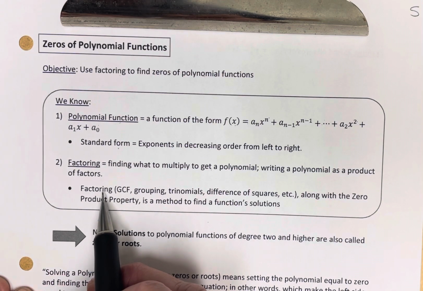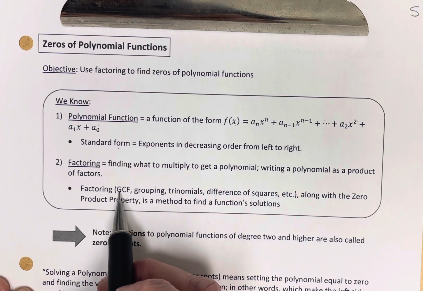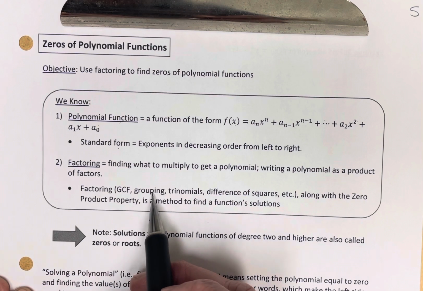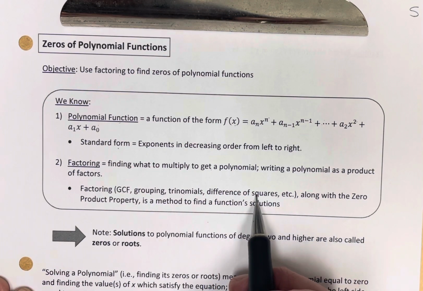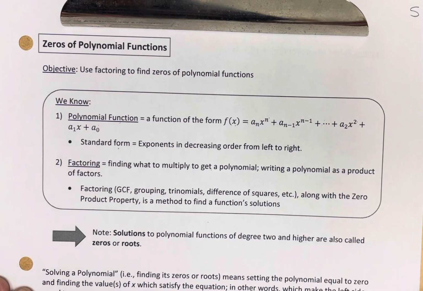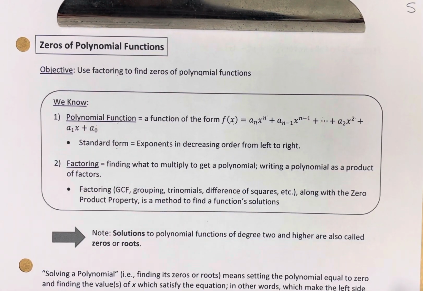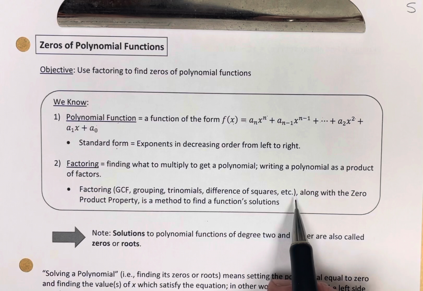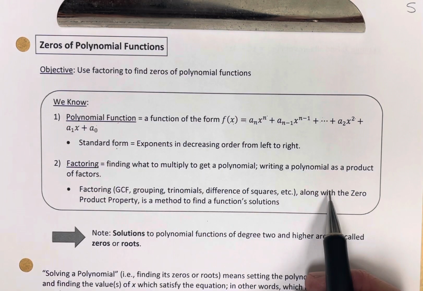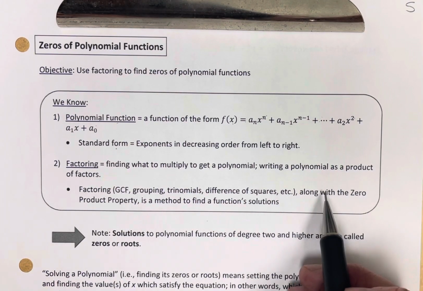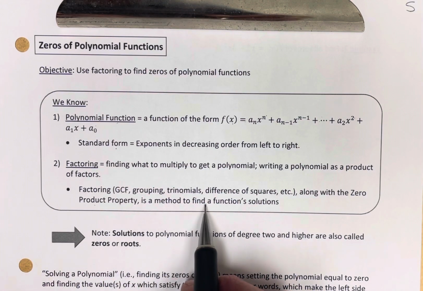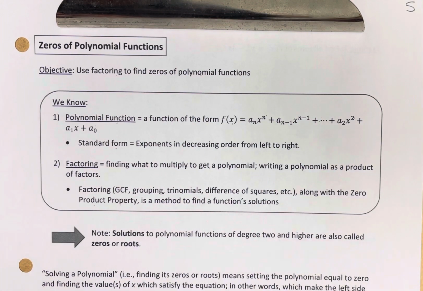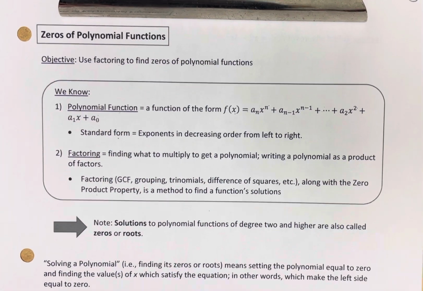What kind of factoring do we know how to do? Well, we know how to factor using a greatest common factor. We know how to use grouping. We know how to do trinomials. We know difference of squares. And there are other methods you may have worked with in the past, but those are some of the popular ones. Factoring, along with the zero product property, is a method for finding a function's solutions.